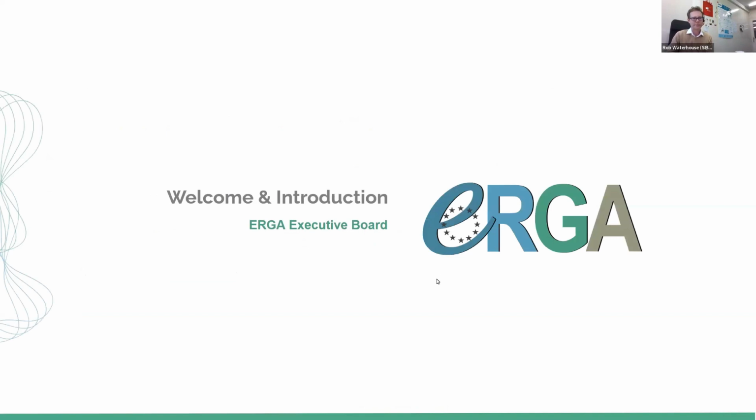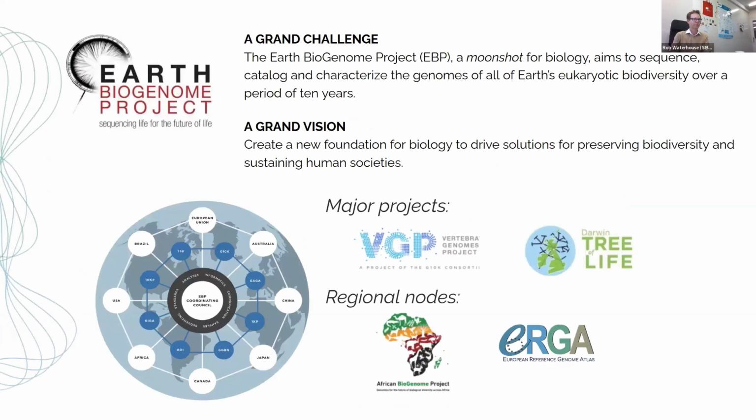So firstly, just an overview, especially for the newcomers here, on what is ERGA. The European Reference Genome Atlas is the European node of the Earth Biogenome Project, which many of you will have heard of, this moonshot mission for biology, aiming to sequence, catalog, and characterize the genomes of all Earth's eukaryotic biodiversity, with this grand vision for establishing a foundation for biology, aiming to preserve and restore biodiversity and, in a One Health approach, to looking after humanity as well.